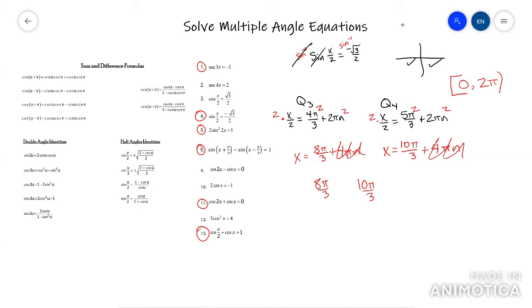These are acceptable answers, but in regards to recognizing your domain, they're both above 2 pi. So just keep that in mind. All right, let's move on. We're going to jump to number 5.